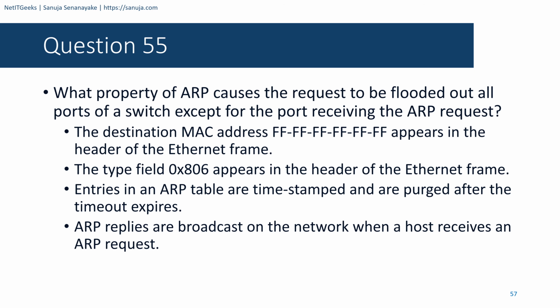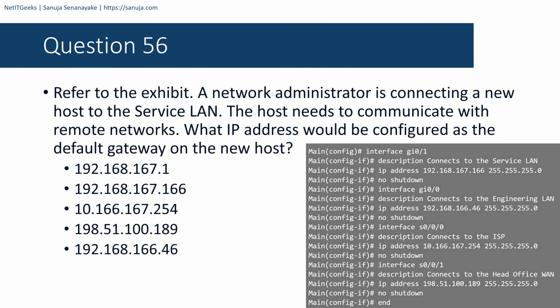Again, if you understand how ARP works, it's an easy answer. The answer is the destination MAC address of all Fs appears in the header of the Ethernet frame. As a result, it will flood out all ports except the one that is incoming, yeah.